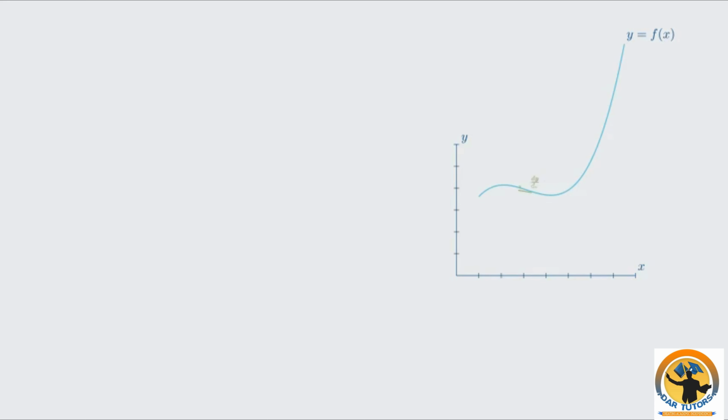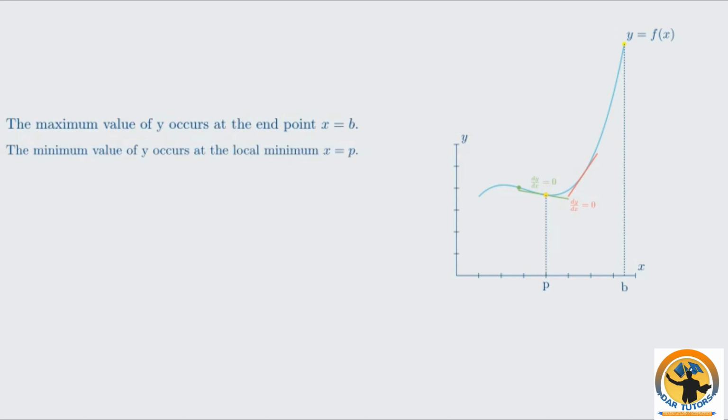It has a local maximum and a local minimum where the derivative is 0. But the overall or global maximum value occurs at the endpoint x equals b. The global minimum occurs at the local minimum x equals p. This highlights the importance of checking endpoints. Once we find a stationary point where f prime of x equals 0, we need to determine if it's a local maximum or a local minimum.